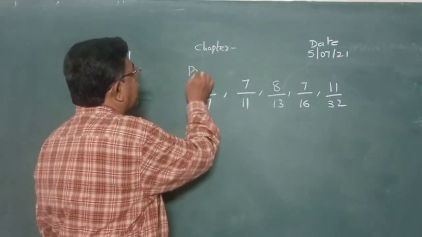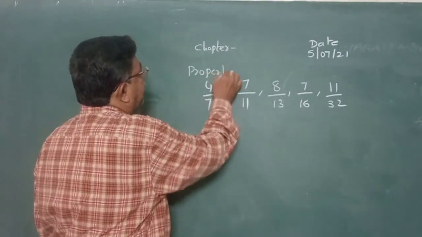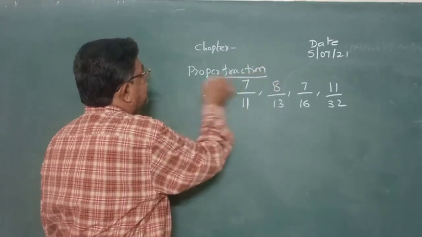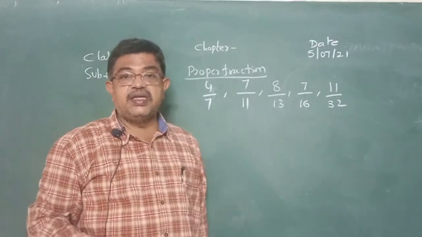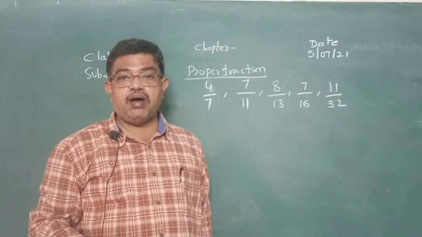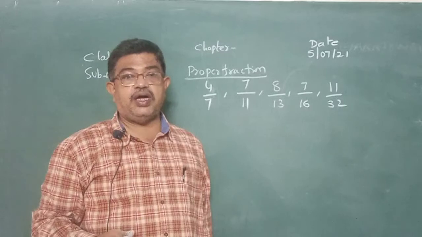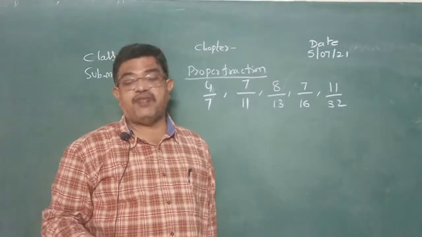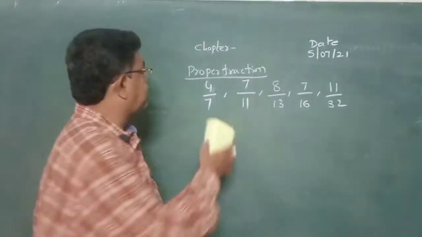So you have to write the second point: what is a proper fraction? A fraction in which the numerator is smaller than the denominator or the denominator is more than the numerator. We call such fractions proper fractions. We can write some examples.